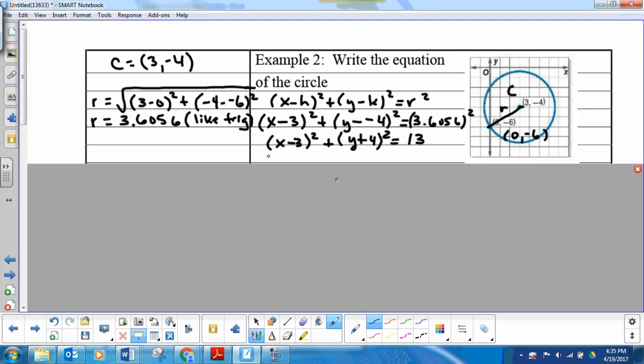What's the equation of a circle? This would be the answer I'm looking for. (x - 3)^2 + (y + 4)^2 = 13, and you've answered the problem.